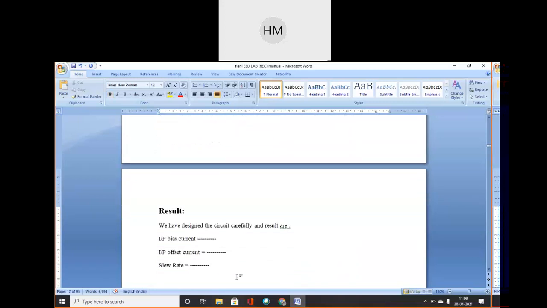So for the result, we have designed and simulated all the circuits. We have calculated these values and the typical values from the data sheet. You have to write them. Then you have to write after performing practically, I got these values.